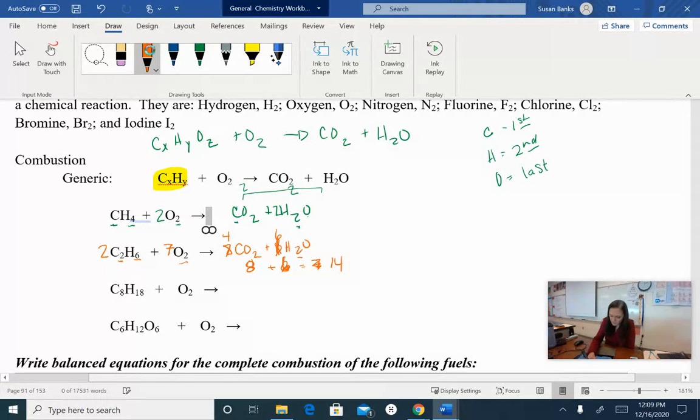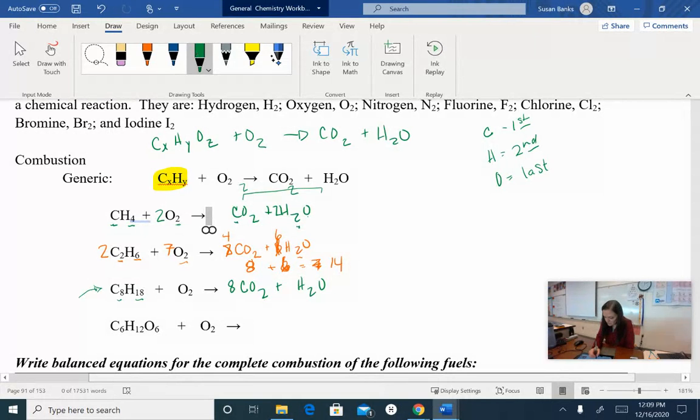Okay, let's look at this next one. I have octane. This is the primary ingredient in gasoline. When I burn it in oxygen, I get carbon dioxide and water. Okay, so let's look at my carbons first. I've got 8 of them, so I need to multiply this by 8.